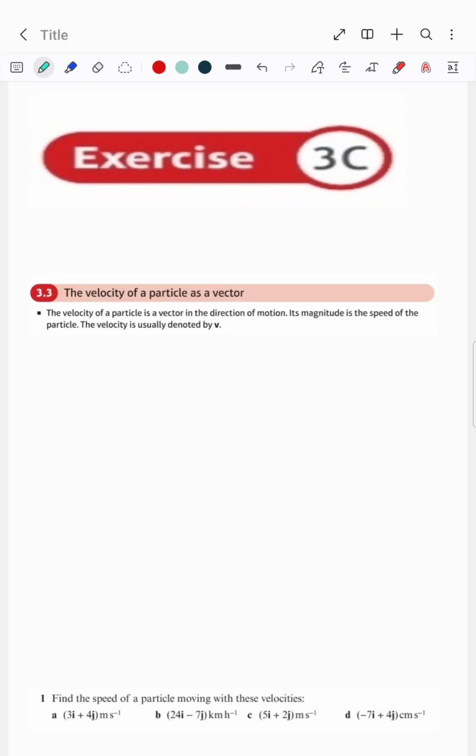Hello everyone. In today's session, we are going to work on exercise 3C for Mechanics IAL Pearson Edexcel. So the topic is velocity of a particle as a vector.